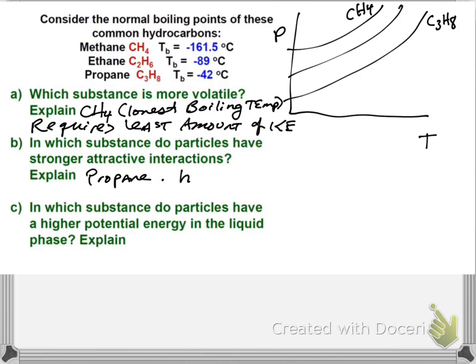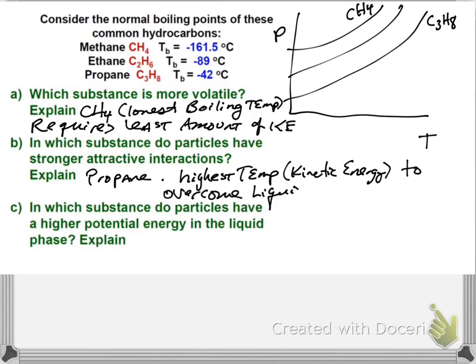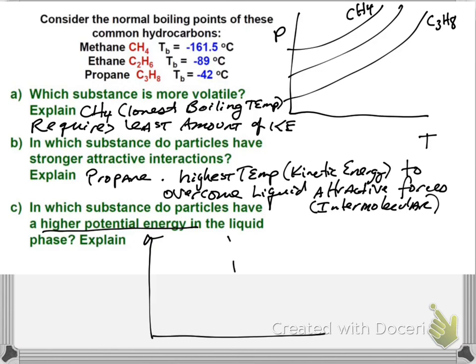The substance that has the strongest attractive interactions or strongest intermolecular forces, that's going to be propane. That's because propane has the highest boiling temperature, meaning it requires the most kinetic energy to separate or overcome the liquid attractive interactions. This is also called intermolecular forces. So attractive forces or intermolecular forces, whatever requires the highest temperature to boil will always have the strongest interactions. Whichever has the lowest boiling point will have the weakest. And then which substances have the lowest or the higher potential energy?